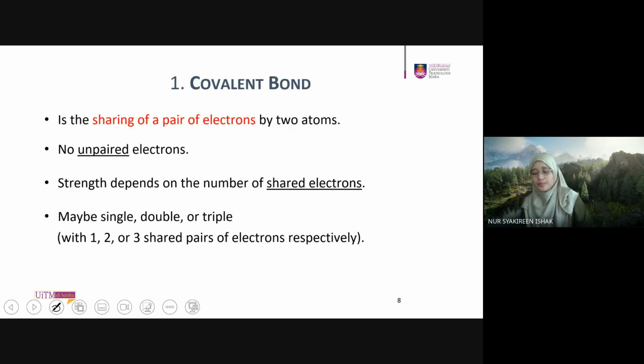Okay, so for the covalent bond, a covalent bond is the sharing of a pair of electrons by two atoms. So it says here no unpaired electrons. It means that the atoms within the molecule that are involved in the formation of a covalent bond must pair up to obey the octet rule. So in the valence shell, the electrons must be either 8 or 2. Right? 8 or 2. Correct? You all studied chemistry, right? Am I right or wrong?